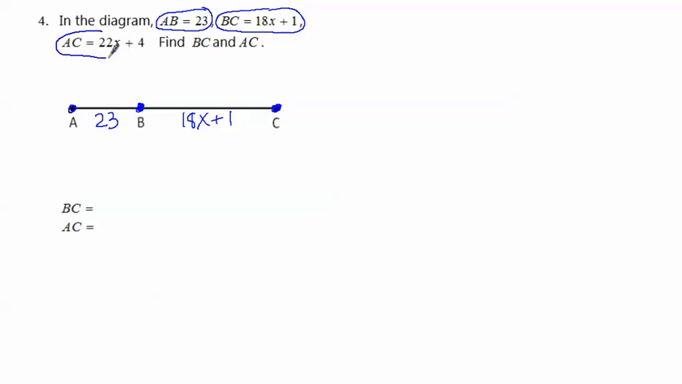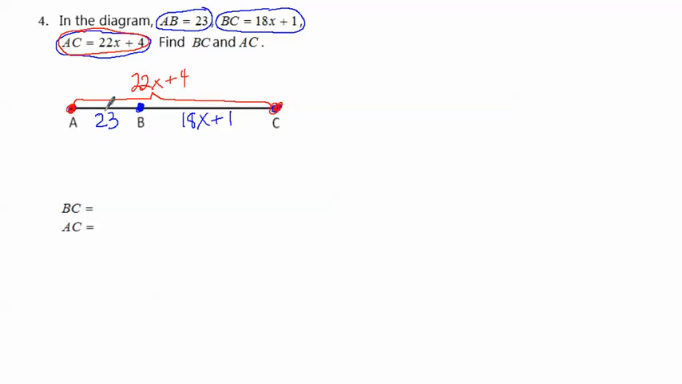Then you find AC, which I guess I'll do those in red so that we can tell them apart. This is A, and this is C. So the entire length is 22x plus 4. So we need to find BC, which is this length labeled 18x plus 1, and AC, which is the entire length. Because we know that adding all the small parts of the segment is going to equal to the total length, well, that's what I'm going to write in math symbols.